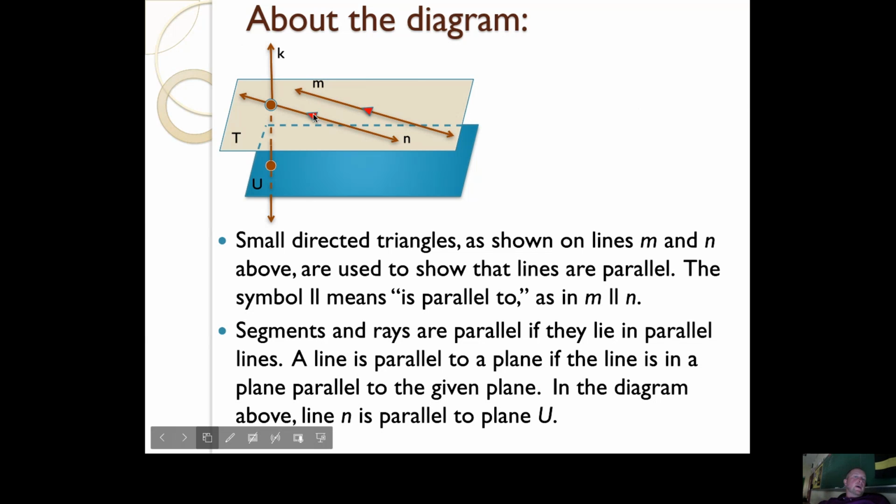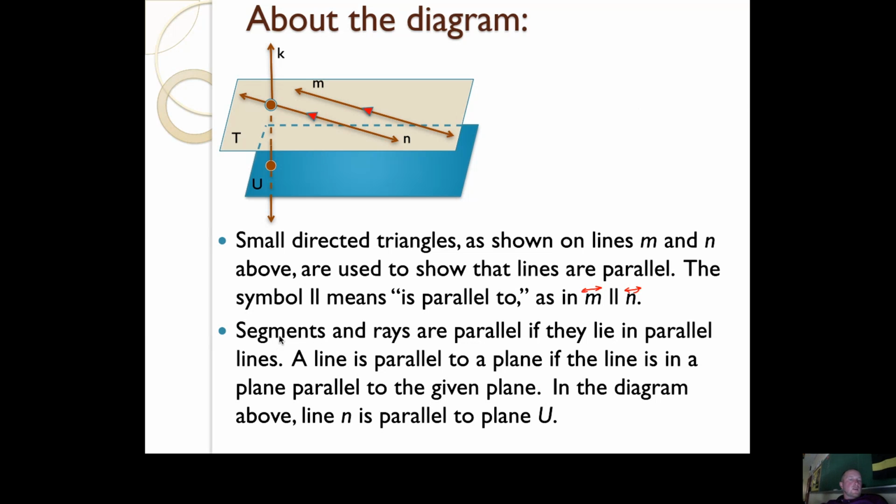So a little more about the diagram. Those small little directed triangles, they show you that the lines are parallel. And that symbol, it looks like a skinny number 11. That means they're parallel to each other. So line M is parallel to line N. That's how you would read that.